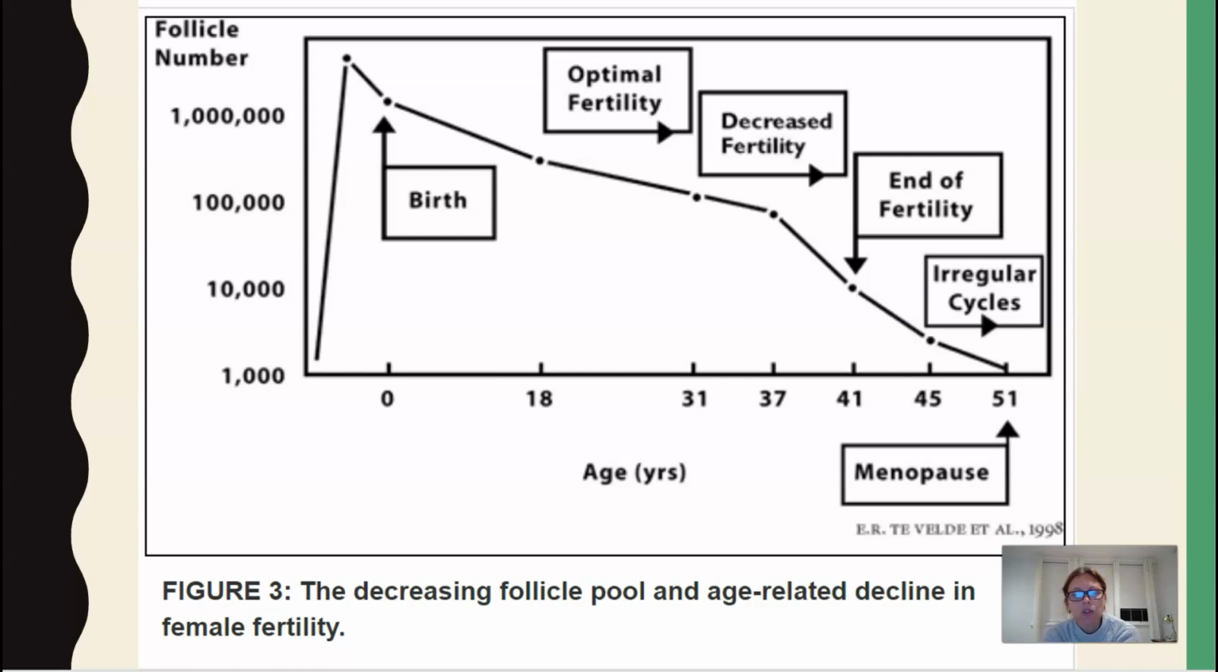And then usually once those irregular cycles stop happening, your menstrual cycle ceases altogether, and we call that menopause. So just something a little bit interesting for our understanding of the female body.